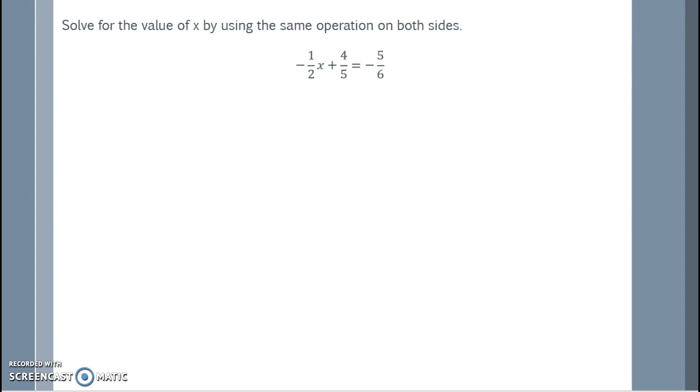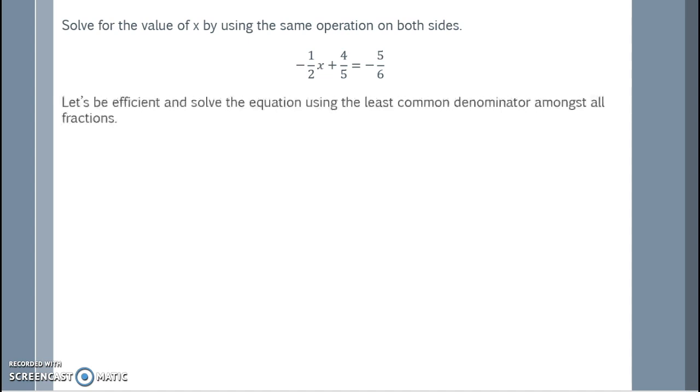Solve for the value of x by using the same operation on both sides. So when I look at negative 1/2 x plus 4 copies of 1/5 equals negative 5 copies of 1/6, I can look at my denominators and see that 30 is the common denominator. So we're going to be efficient and solve the equation using the least common denominator amongst all of our fractions. So I will multiply everything by 30, which gives me negative 30 halves x plus 1/25 equals negative 156.